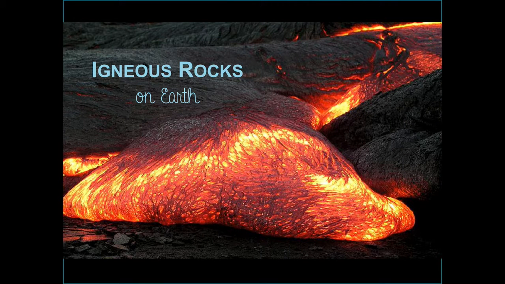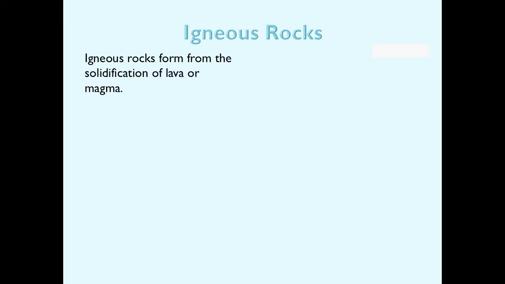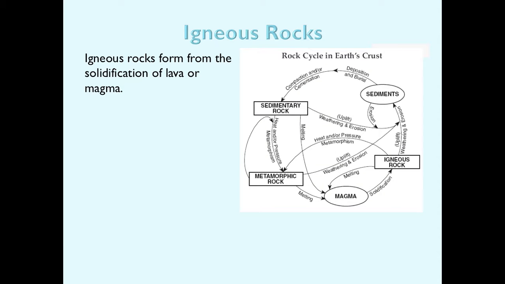Hi, we're going to talk about igneous rocks today. Igneous rocks, of course, are rocks that formed from the cooling and solidification of lava or magma. If we didn't memorize this, we can find it in the rock cycle of Earth's crust diagram in the reference tables on page 6. You can see igneous rocks.